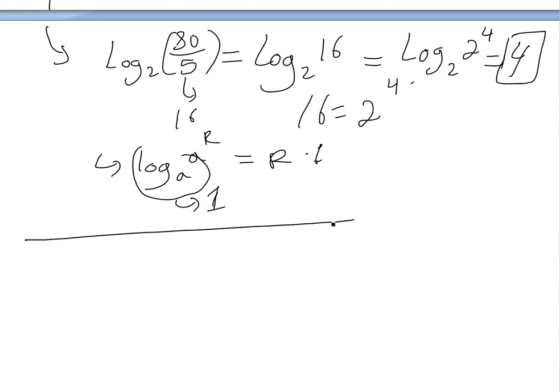Okay, so that's one example. Let's look at another example. This one's an easy one. Let's just say find x for ln x equals 5. This is an easy one.